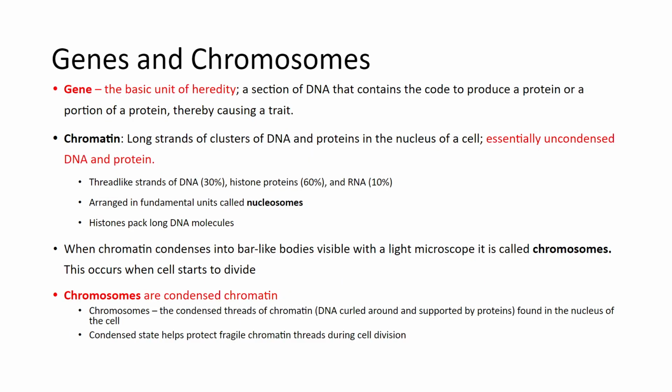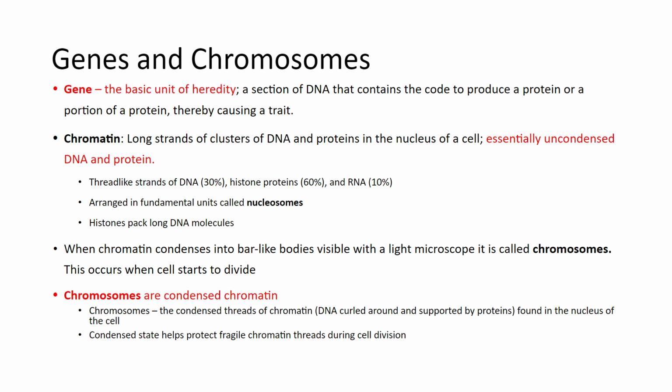So let's talk about what's passed down to offspring. It's genes, it's genetic information from DNA. The gene itself, a segment of DNA, is the basic unit of heredity. It's a section of DNA that contains the code to produce a protein or a portion of a protein, and that protein thereby could cause a trait.